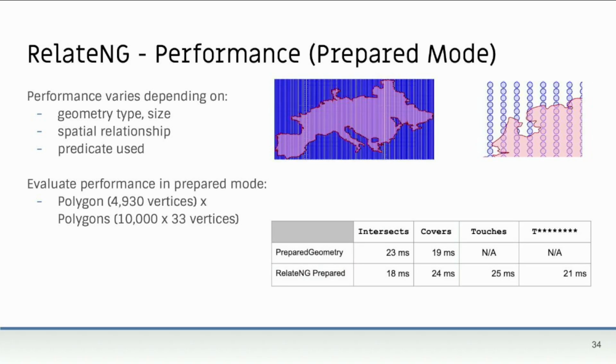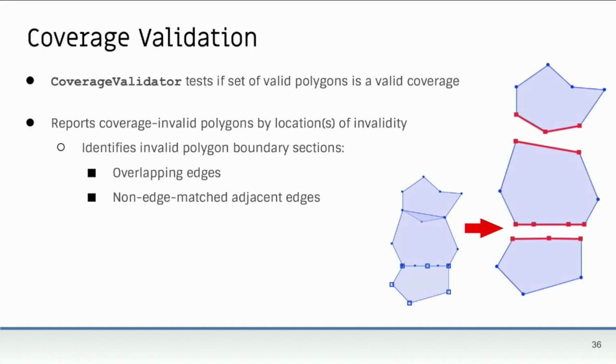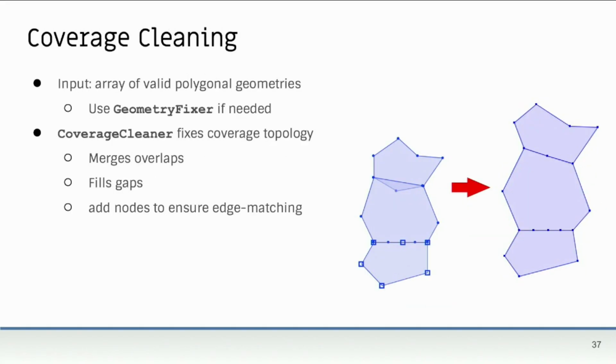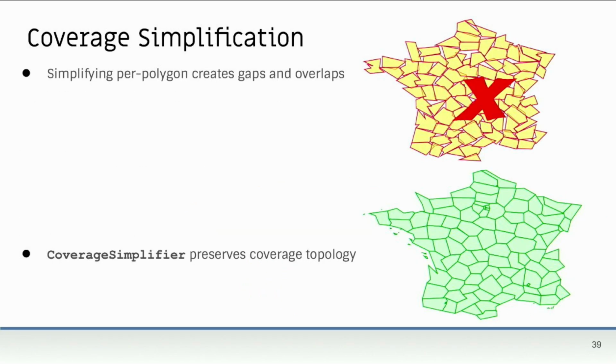And the other interesting change is the idea of polygonal coverages: features that seamlessly cover a surface, with no boundaries between them. It can be a challenge editing a shared boundary, and so there's this idea of doing coverage validation and coverage cleaning. This is also new functionality coming out in JTS, along with coverage union and coverage simplification.